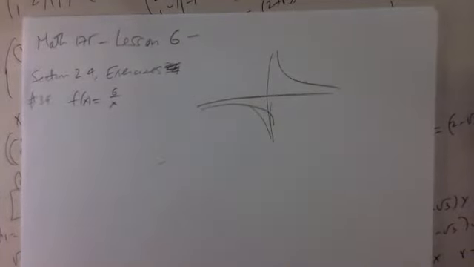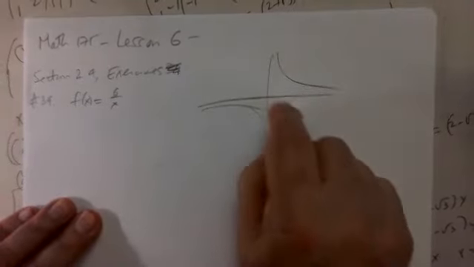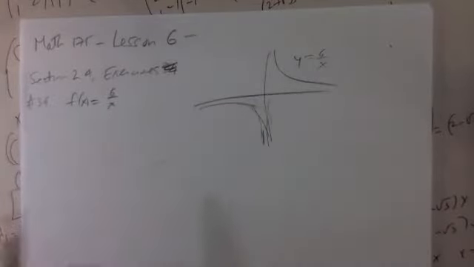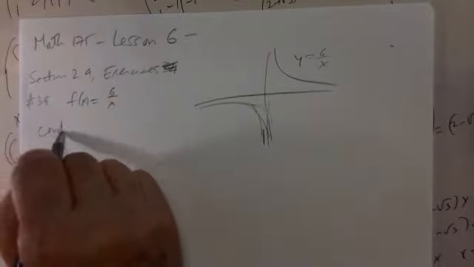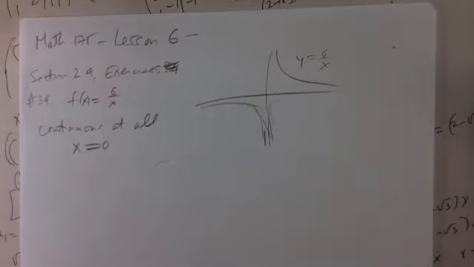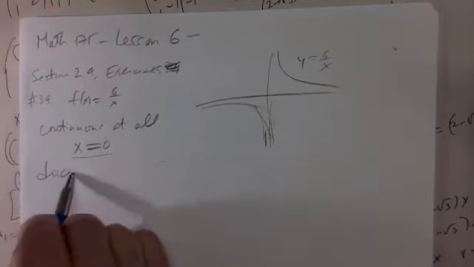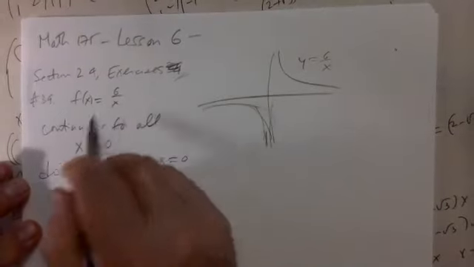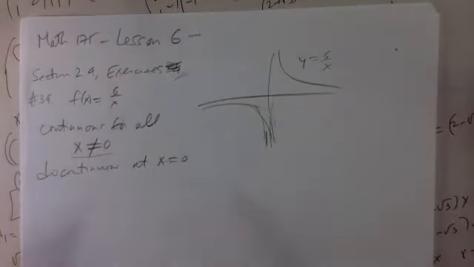If you look at the graph of the function f of x equals 6 over x, it's a rectangular hyperbola. It looks like this. It is defined and makes sense everywhere except x equal to 0. So the only point where it's discontinuous is x equals 0. I should say it's continuous for all x different from 0, and discontinuous at x equals 0.